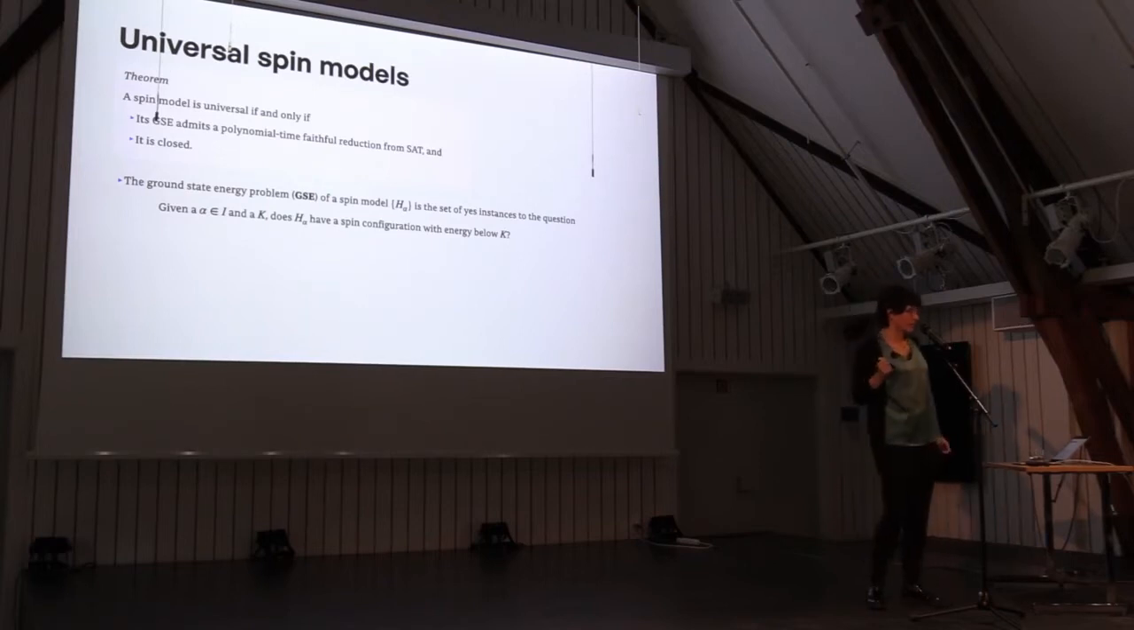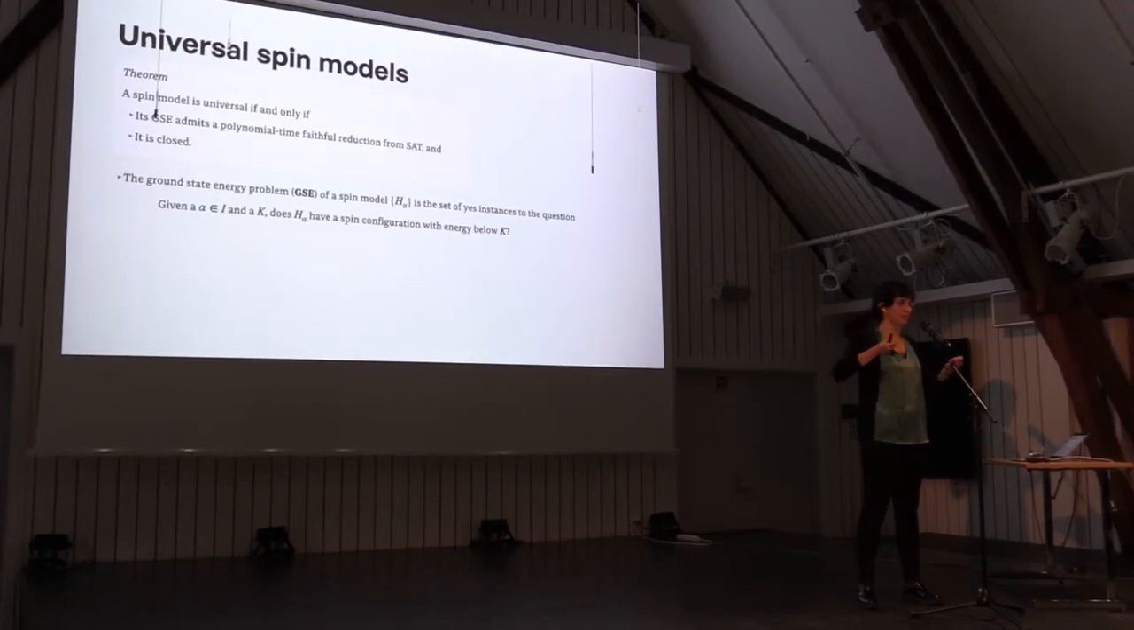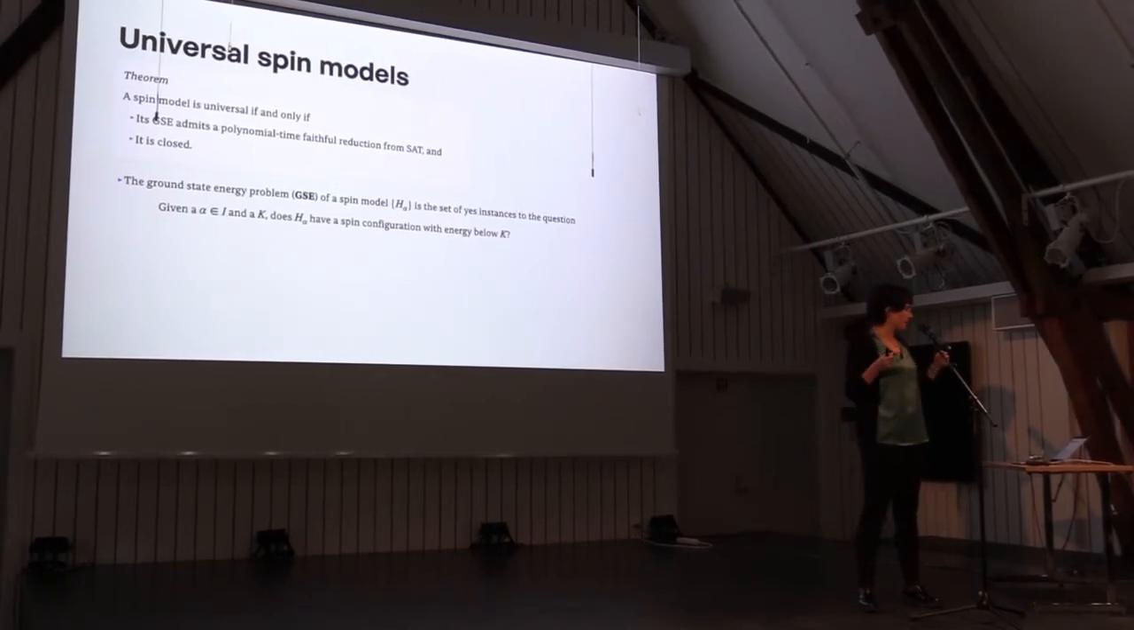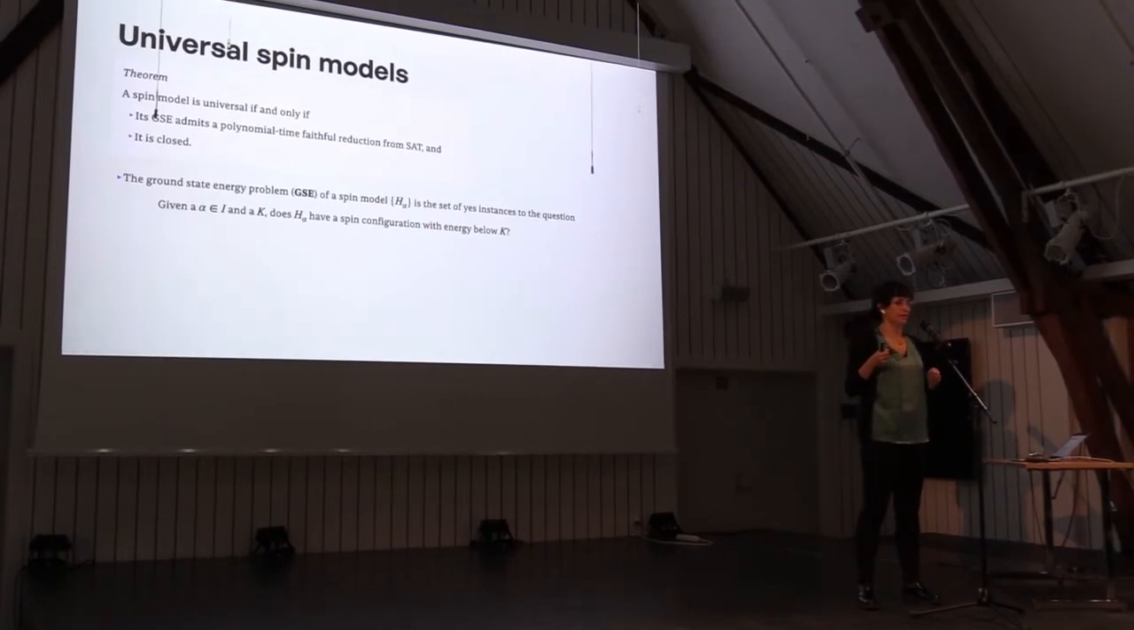So first of all, the ground state energy problem of a spin model is identified with a set of yes instances to the question: given an element of this spin model, an alpha, and a k, which is like an energy, so in the same set where the energies are, does H alpha have a spin configuration with energy below k? So that's a decision problem, yes or no. And it's naturally in NP. And for some fairly simple models, it's already NP complete.